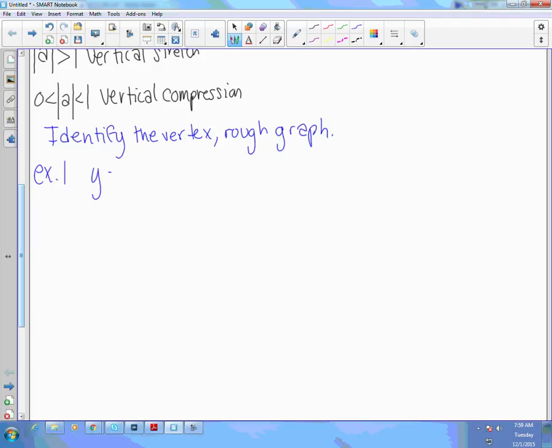Example 1, y equals x minus 4 squared plus 2. To find the vertex, you should be able to see it. This is called vertex form because you can see the vertex. I can see something in the function, I can see something after the function. So we say opposite, same. So anytime you're able to discuss what the vertex of this function is, they want an opposite, same.